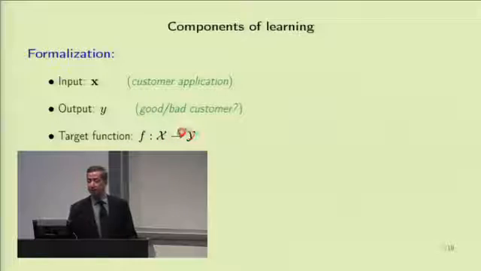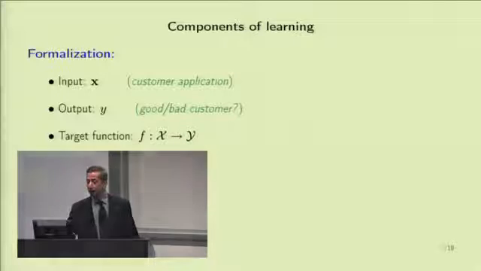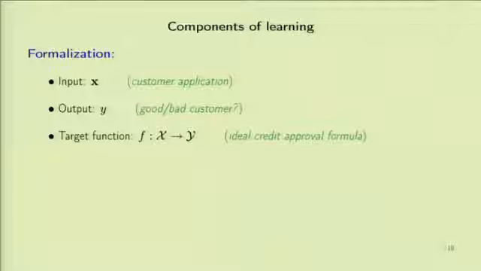And then the Y is the set of all y's. Well, that's an easy one because y can only be plus or minus 1, accept or deny. And therefore, this is just a binary codomain. Okay? And this target function is the ideal credit approval formula, which we don't know. In all of our endeavors in machine learning, the target function is unknown to us. If it were known, nobody needs learning. We just go ahead and implement it. But we need to learn it because it is unknown to us.